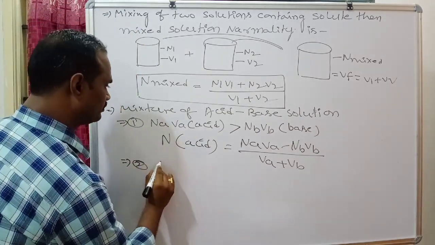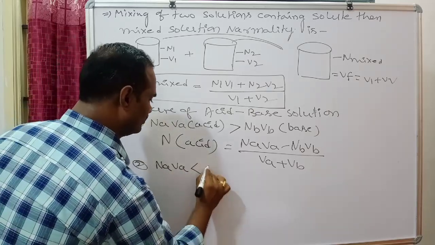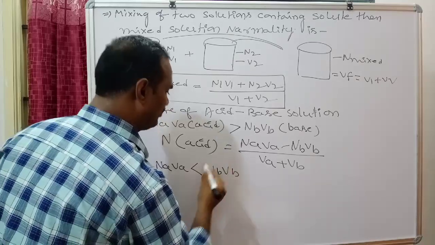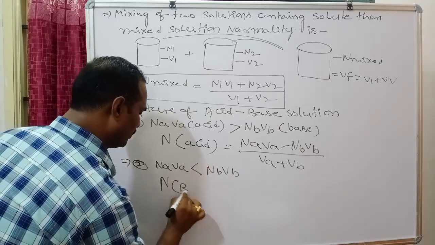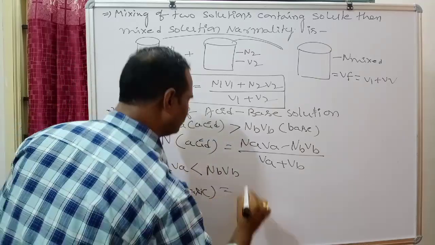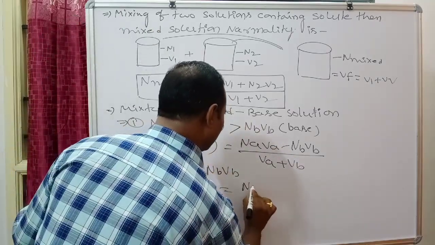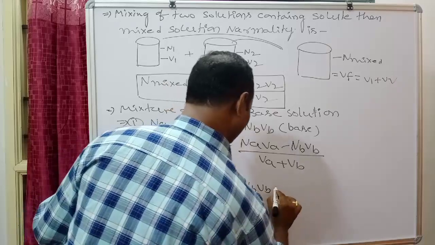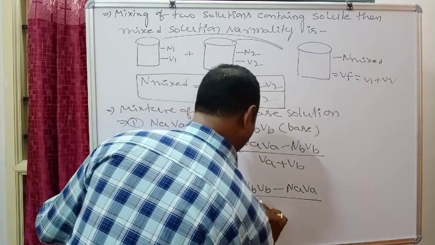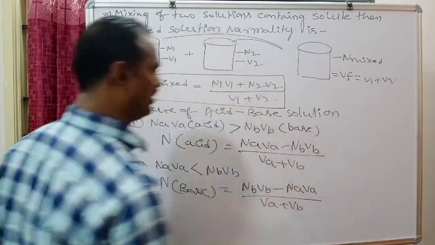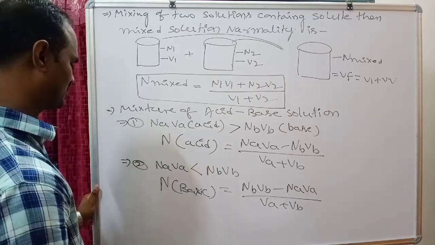Now NaVa is less than NBVB. Now the resultant solution is basic in nature. Therefore, in the formula, this one is more, so NBVB minus NaVa, divided by Va plus Vb. This is the normality of the basic solution.